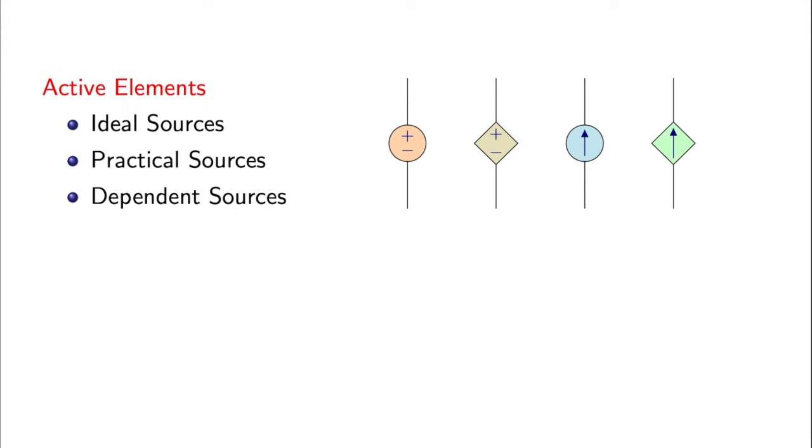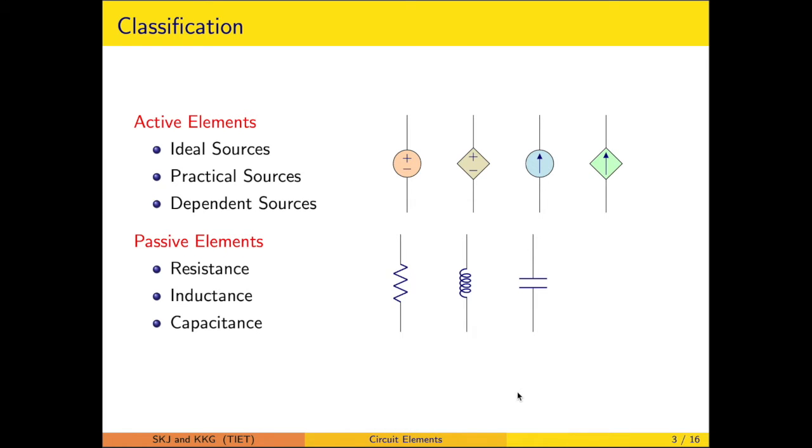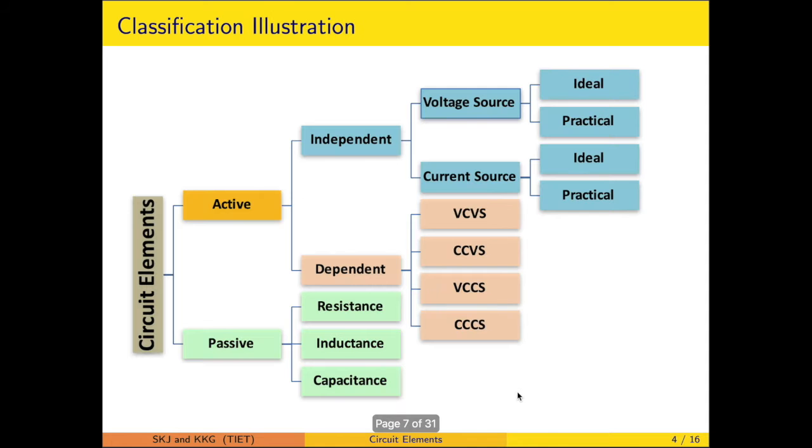Active elements can be classified on the basis of the nature: ideal sources, practical sources, and the dependent sources. Ideal and practical can be considered under the category of independent sources. So dependent sources and independent sources, that is one classification. Passive circuit elements are the resistance, inductance and capacitance. So broadly the components are classified as active and passive, that is one classification.